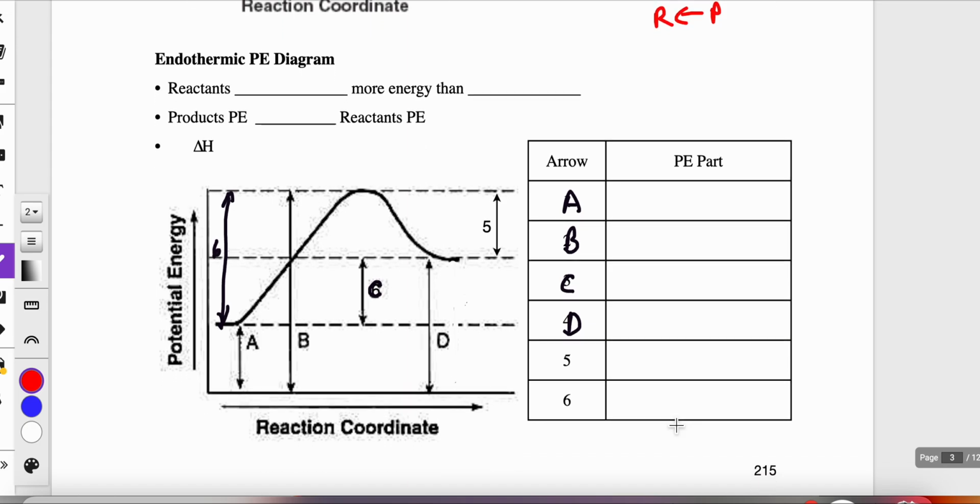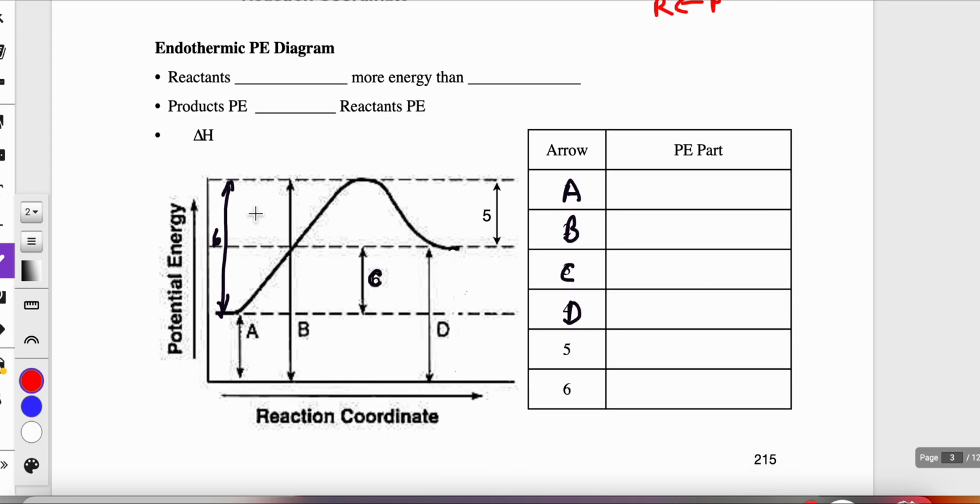Taking a look at the diagram down below, yes, I have some typos, fix them in your notebook. We'll take a look at an endothermic process. So the platform closest to the y-axis always represents the location of the reactants, and the platform farther to the right always represents the location of the products. So when you look at the hillside lengths, you notice that the reactants up to the peak is much longer or bigger than the slide down to the products.